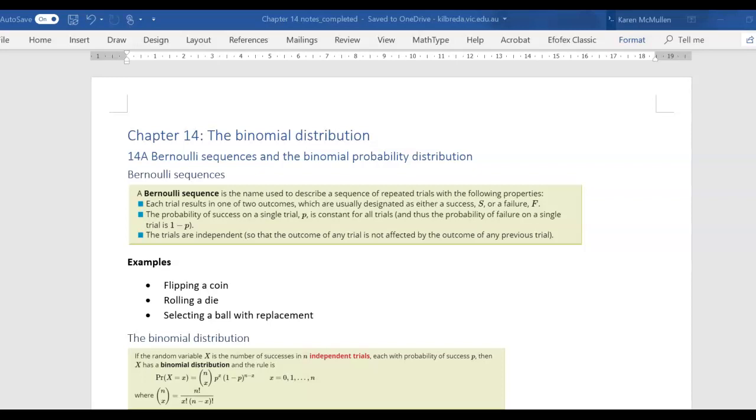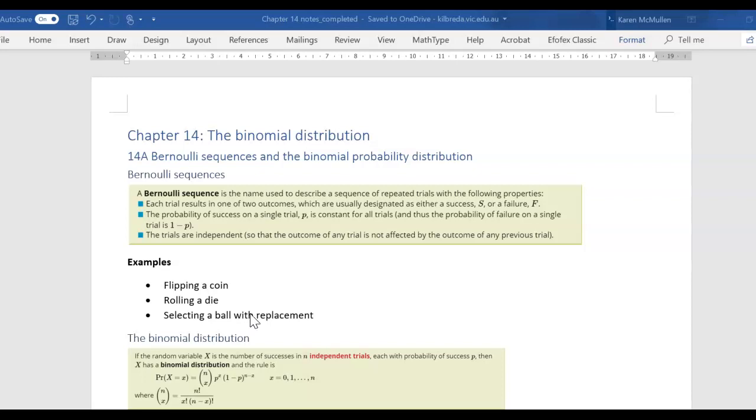The other example I've got on there is selecting a ball with replacement. So let's say we had a bag with 8 blue balls and 2 white balls, and we took a ball out. Okay, that reduces how many balls we've got in that bag, from 10 down to 9. But if we put that ball back, we're back where we started, and the probability is the same. So with replacement is independent, but without replacement is not independent. That's why it's important that we say we've got with replacement there.